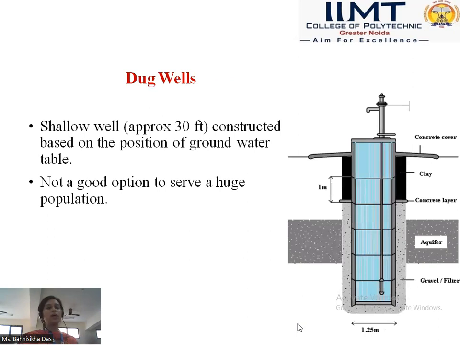Next, we have dug wells. Dug wells are shallow wells, approximately 30 feet deep, constructed so that the groundwater can be extracted. However, that is not a very good option for serving a huge population. It can serve a very limited population in a small town or area.